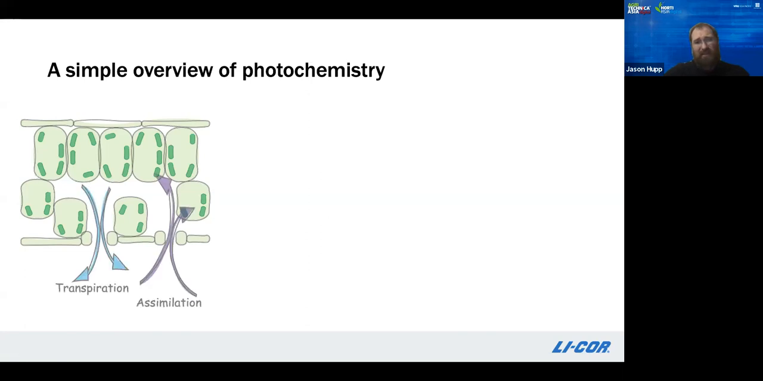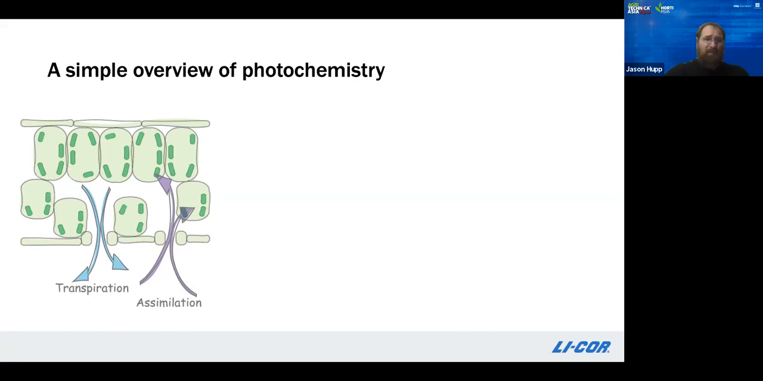That airspace inside the leaf is saturated with water vapor, right? So there's all these wet surfaces of cells, and those surfaces are evaporating water into that intercellular airspace. That sets up a diffusive gradient for water vapor between the inside of the leaf and the atmosphere. And if these stomata are open, we start to see water move out of the leaf. Probably everybody's familiar with that process as transpiration.